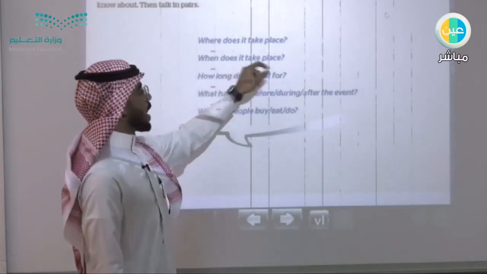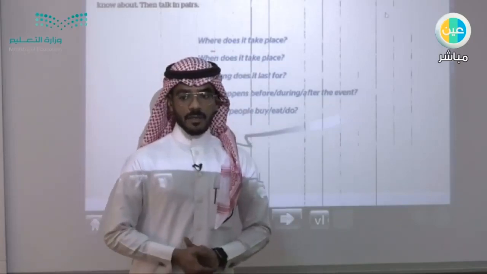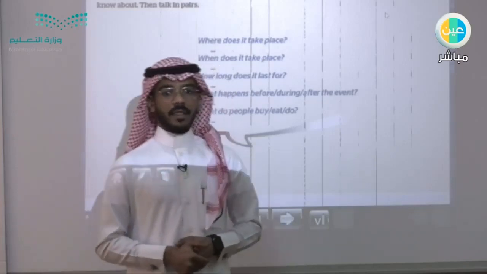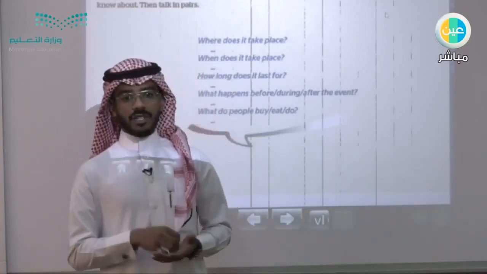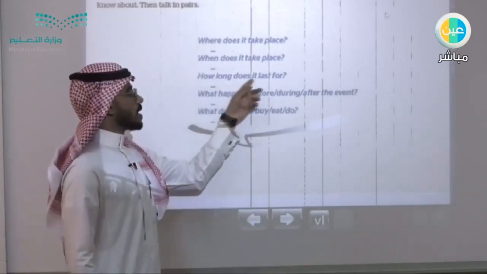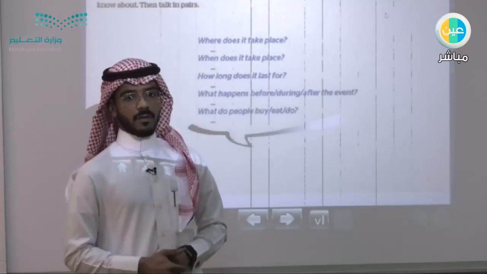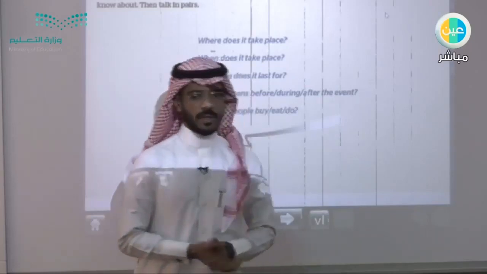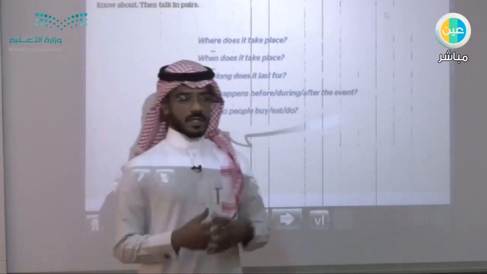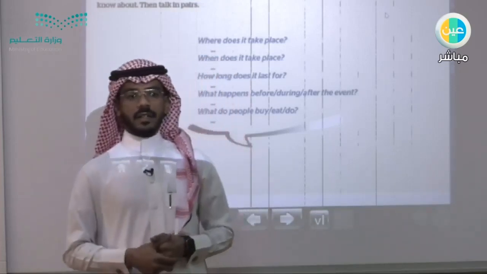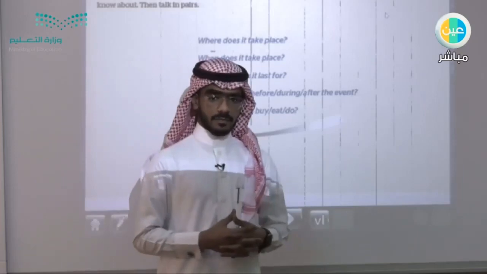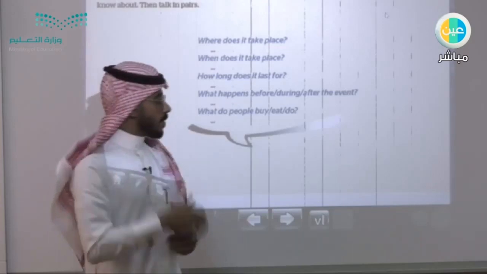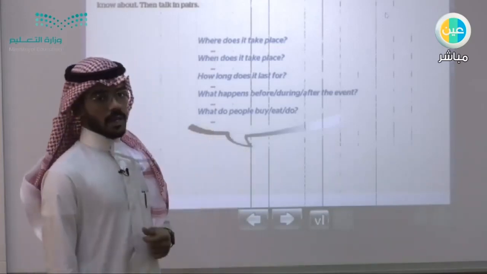When does it take place? When, the time. You mention a month, in March, I think. How long does it last for? It lasts for 1 month or 2 months. What happens before, during, or after the event? You visit Al-Janadriya and you see the traditional things, and you can buy traditional things, or know about the history of the Kingdom of Saudi Arabia.